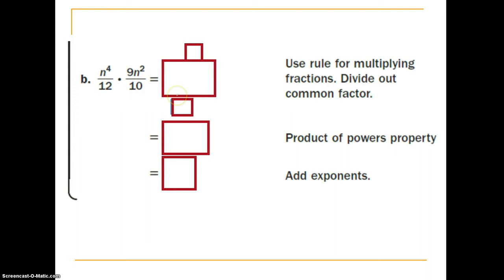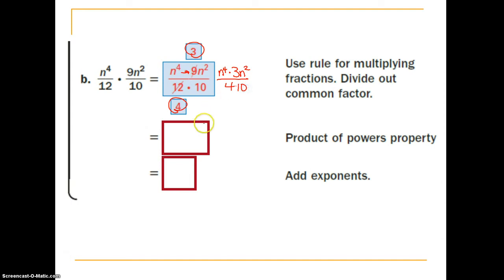Let's divide out the common factors. So you can see 9 and 12 both divide by 3. 9 divided by 3 is 3. 12 divided by 3 is 4. And now if you multiply straight across, you have n to the 4th power times 3n squared over 4 times 10.